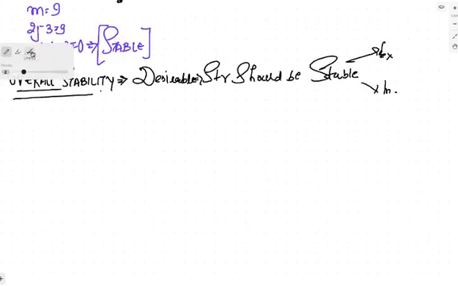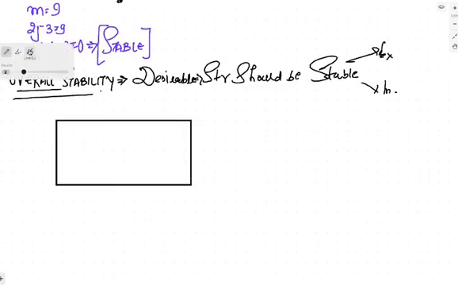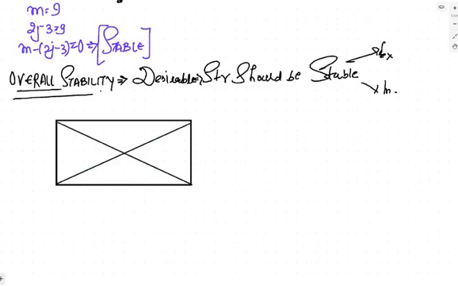Let's consider a particular case. If you have this particular frame and you have to check the overall stability for this frame, what do you have to do? You have to calculate the reactions, then you have to calculate the number of displacements. Let's say this is the hinge support, and this is the roller support here.